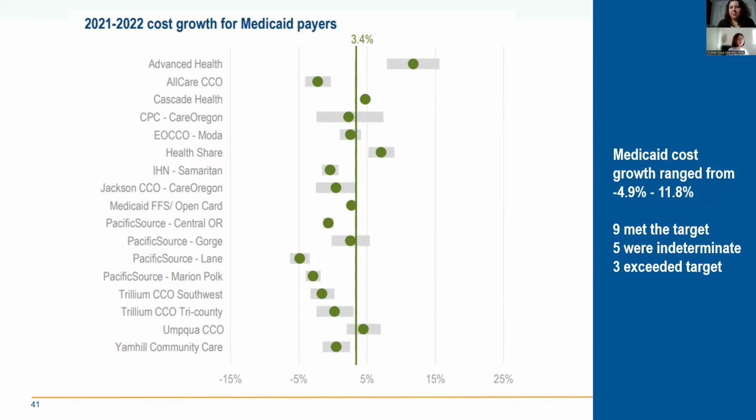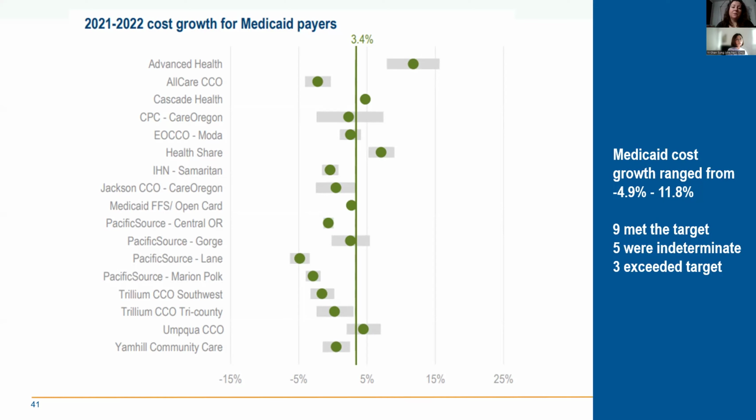And I just want to jump in and clarify that when we're talking about payer and provider cost growth, we are reporting met, not met, and indeterminate as our statistical categories. This report does not include any information about why each individual payer or provider met or did not meet the cost growth target. And as those of you know, we've been going through accountability rulemaking this spring, and we have a list in draft rule of the acceptable reasons for cost growth.